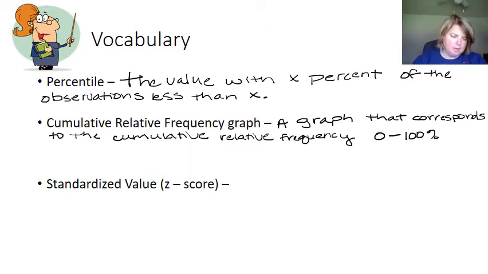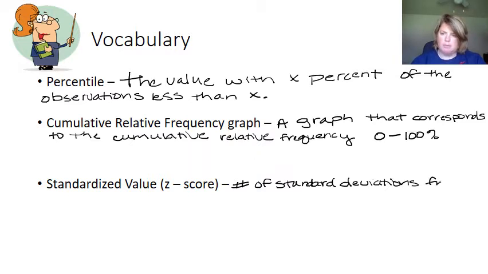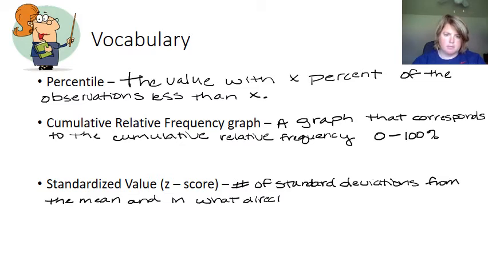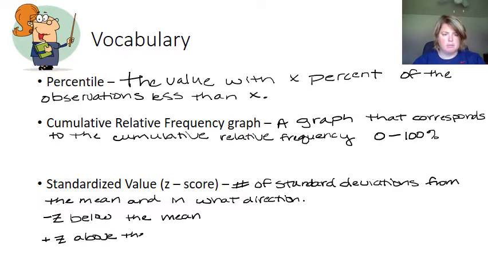And then the standardized value, also known as the z-score, is the number of standard deviations from the mean and in what direction. So a negative z-score is below the mean. So that means like less than average. And then a positive z-score is above the mean, which means more than average or above average.